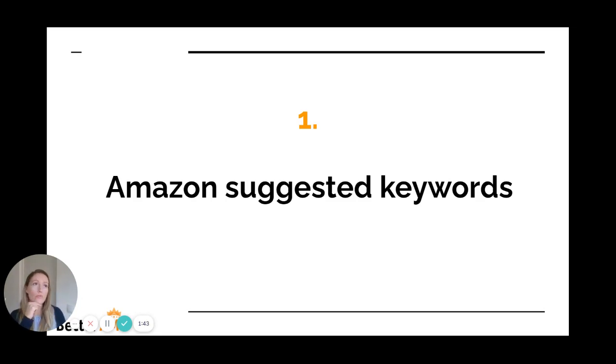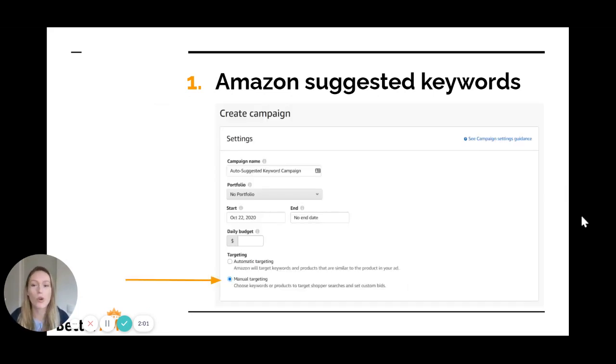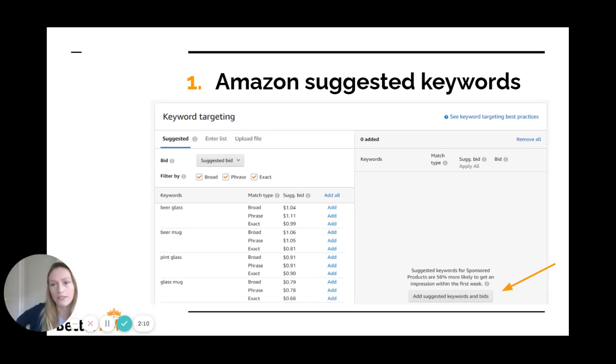So first of all, you're going to want to use Amazon suggested keywords. This is one of my top, quickest, easiest, simplest keyword research methods. It is currently available in 2 different ad types, in sponsored products and in sponsored brands. And when you're creating a sponsored products, you do specifically want to go to the manual targeting option. Then you need to scroll down and you will see this lovely list of keywords. That is Amazon suggesting to you.